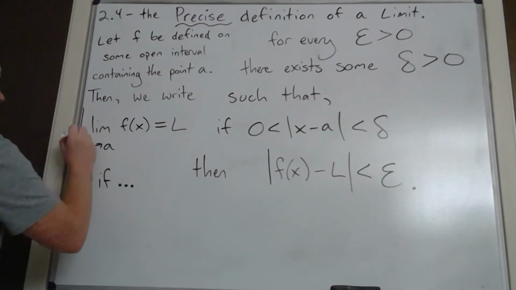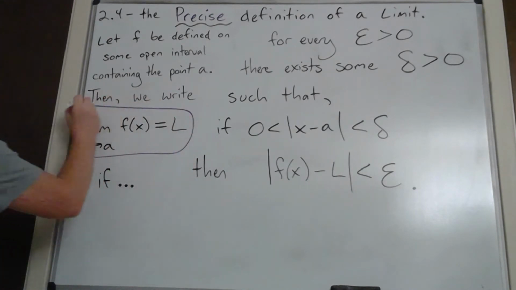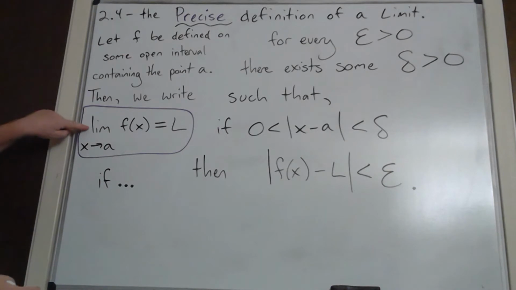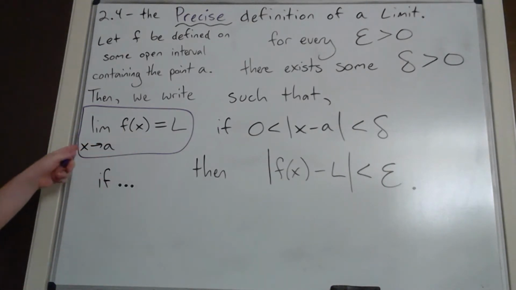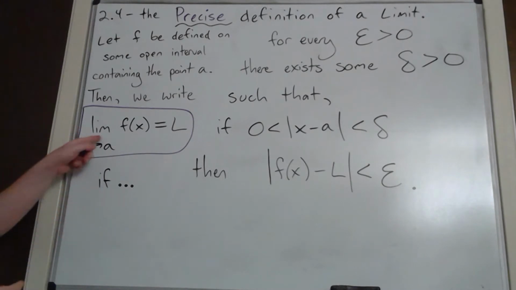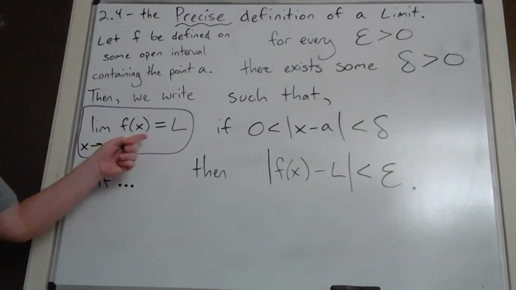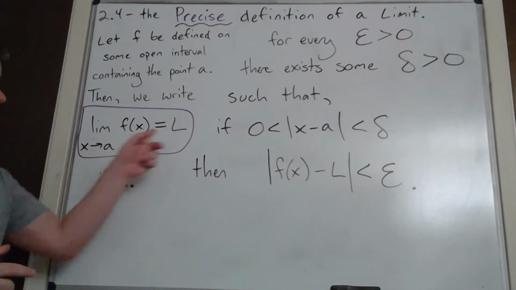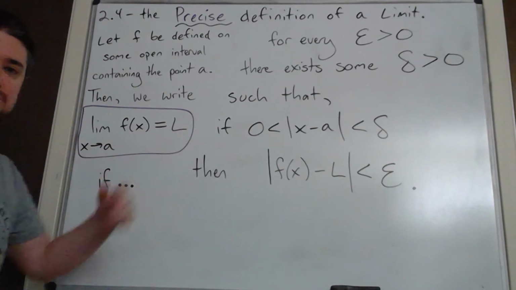In other words, if I want to claim this statement that I just boxed in there, remember, we read this as the limit of the function f as x approaches a is L, right? Or we can read it as the limit as x approaches a of our function is L. Or simply say the limit as x approaches a is L, if we know what function we're talking about.